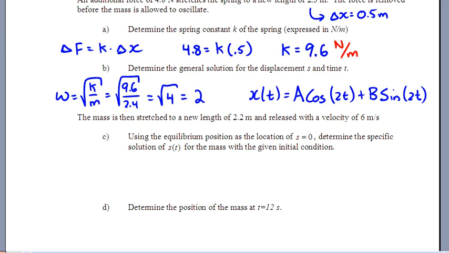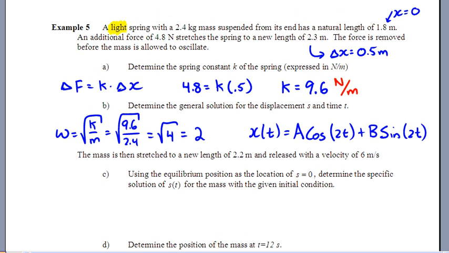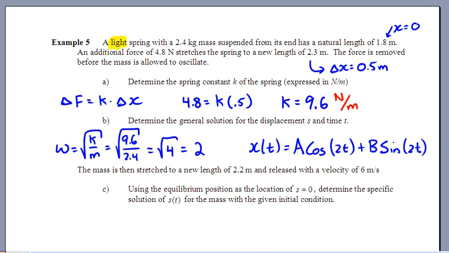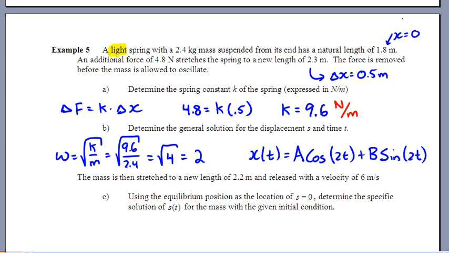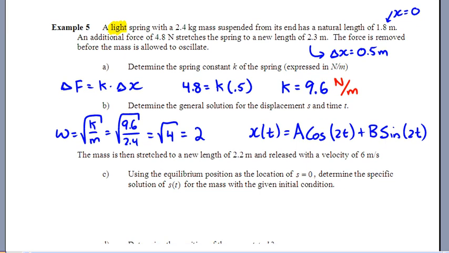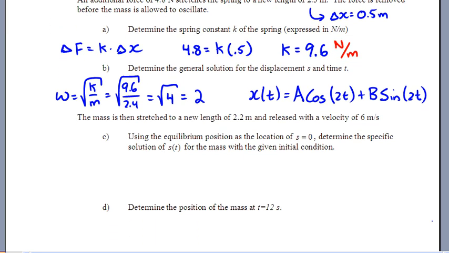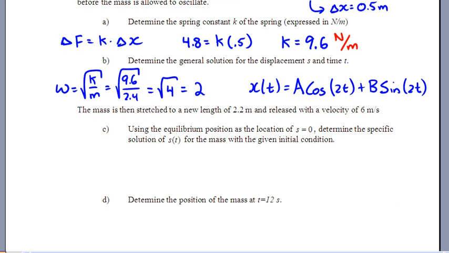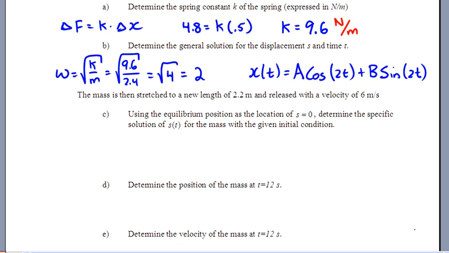Okay, here's what's going to happen. We stretch it to a new length of 2.2 meters. Well, hang on. How long was it when it was just normal? Oh, when it was just relaxed, it was 1.8 meters. So we're stretching it to 2.2 meters. You pulled it down by 0.4 meters, it sounds like. So that information is telling me, yep, the A, it's going to be down by 0.4 meters.